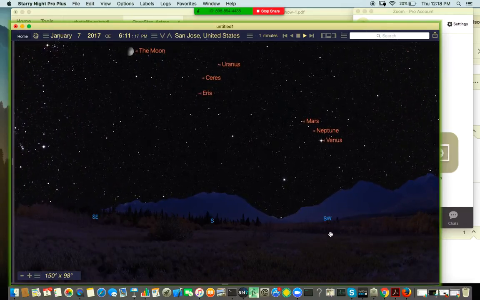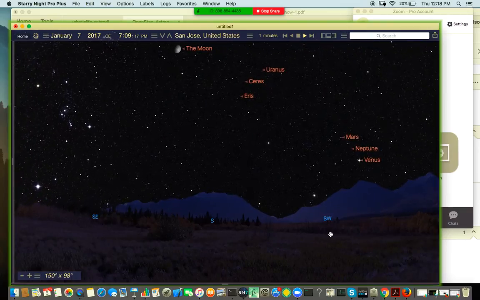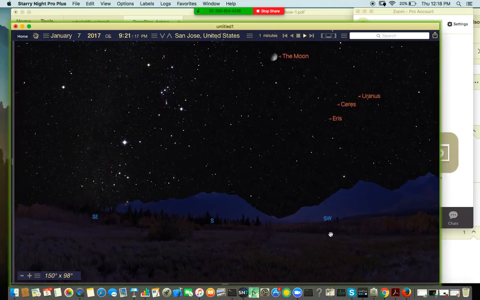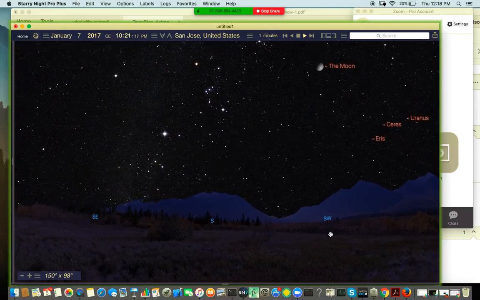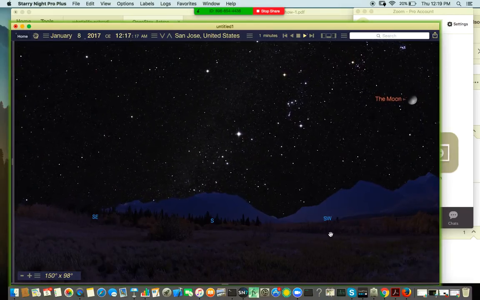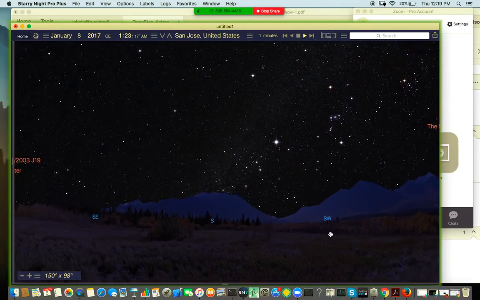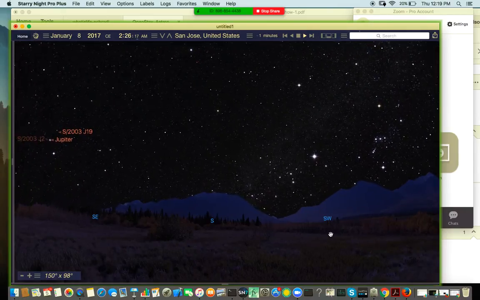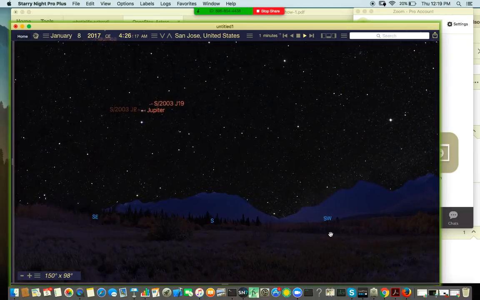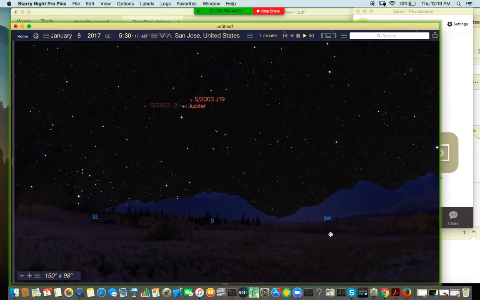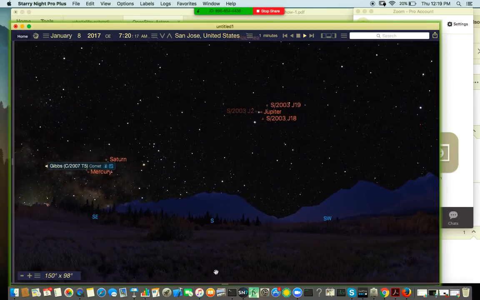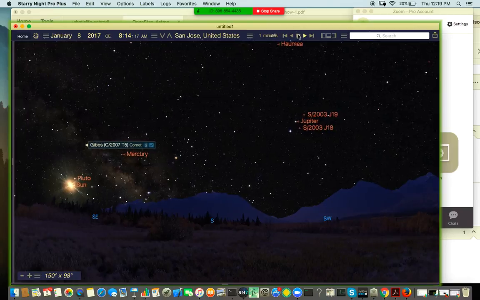This apparent motion of stars, planets, and the sun and the moon from east to west is called daily or diurnal motion. And what exactly causes daily or diurnal motion? What causes daily or diurnal motion is Earth's rotation on its axis. So let me see if I can stop this for a while.